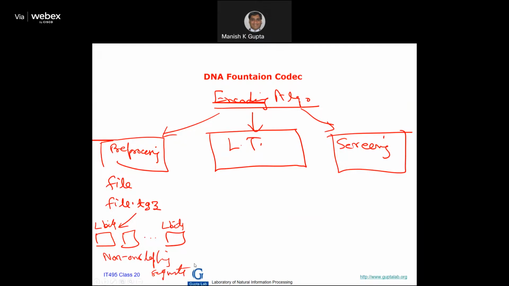Okay. So any file, take the source file, first you compress it, make a tarball of it. You know the command tar -cvf and so on. I hope you know the command if you are using Unix, right? So you have the tarball, and then you decompose it into packets of size L bits.